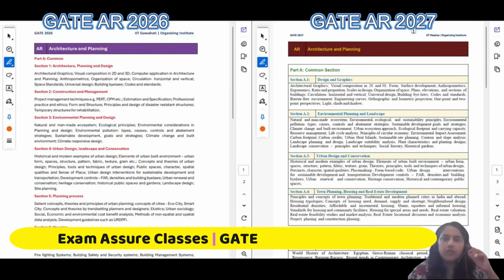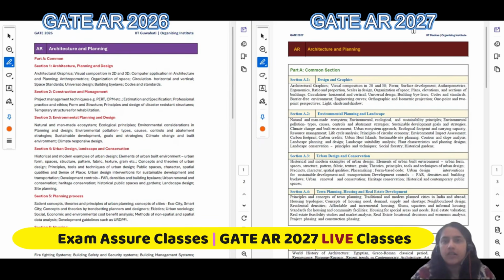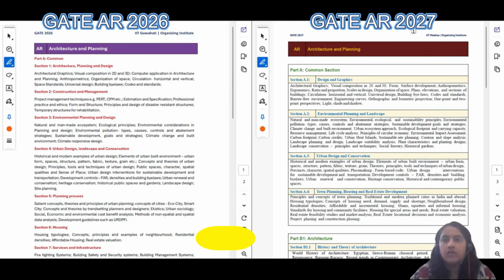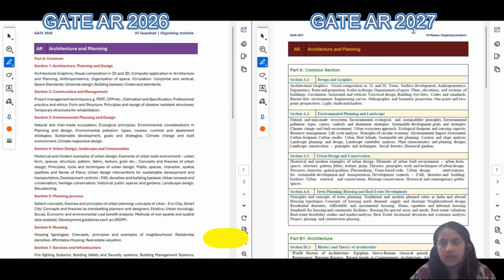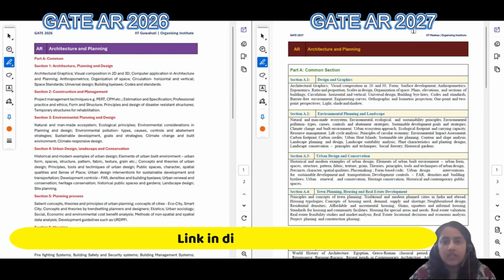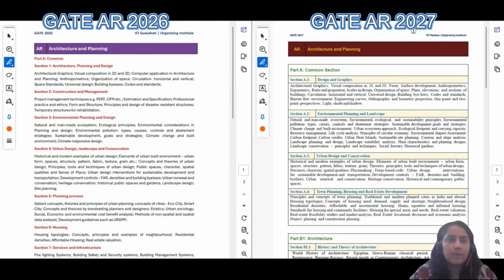If you are someone who is preparing for GATE Architecture 2027, then there is an important update for you. This year, GATE 2027 will be organized by IIT Madras, and the most important update here is the revision in the syllabus. Now let us take a look at it one by one. We will compare the GATE 2026 syllabus with the GATE 2027 syllabus.